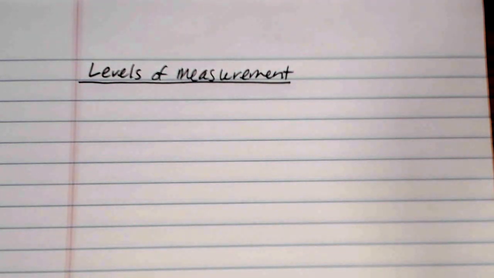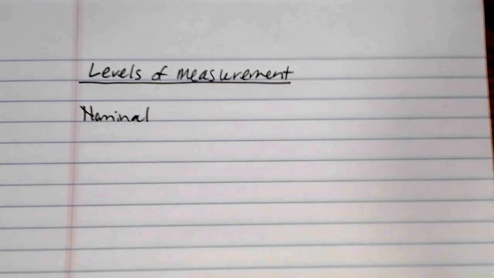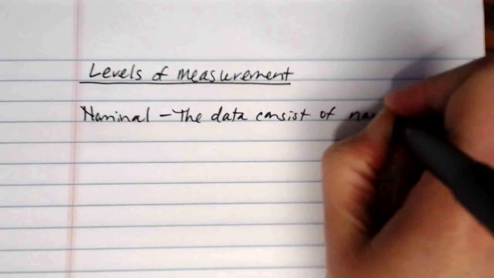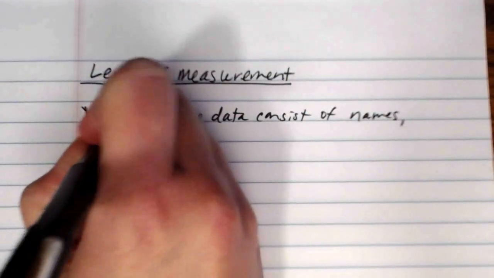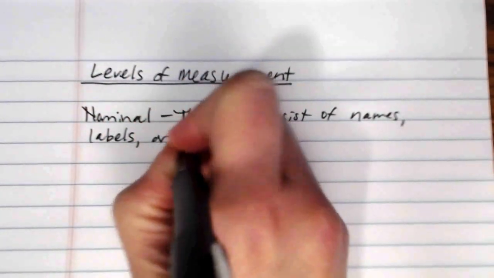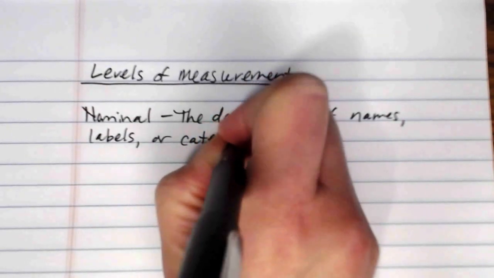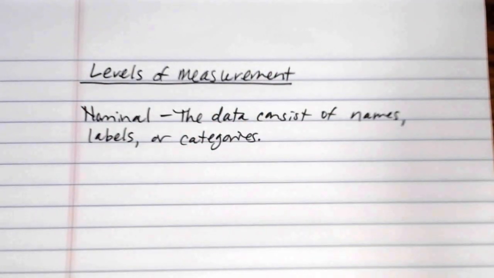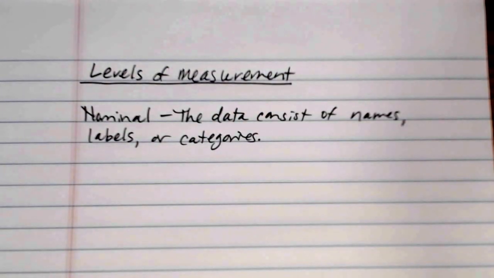The lowest level of measurement is called the nominal level. It's the one that we can do the least with. At the nominal level of measurement, the data consist of names, labels, or categories. Okay, so this is essentially definitely qualitative data rather than quantitative data.